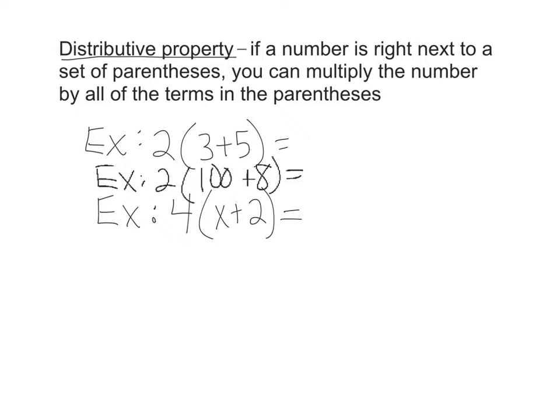So on this first example, normally what we would do, order of operations would say, let's do the parentheses first. So it would say, let's take 3 plus 5, which is 8. And then we would do 2 times 8, which is 16.